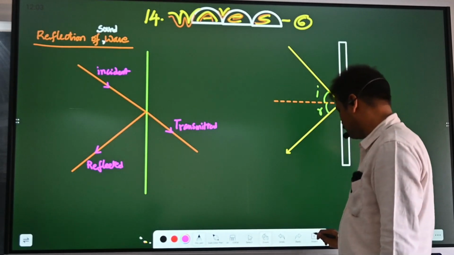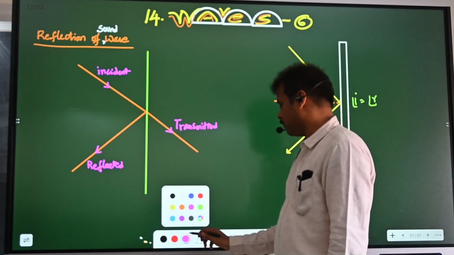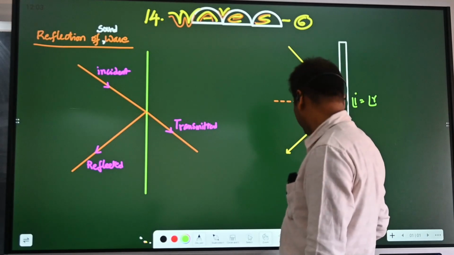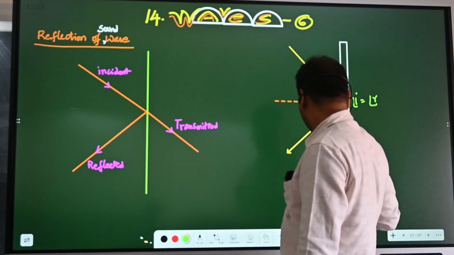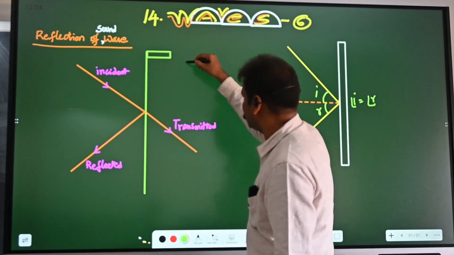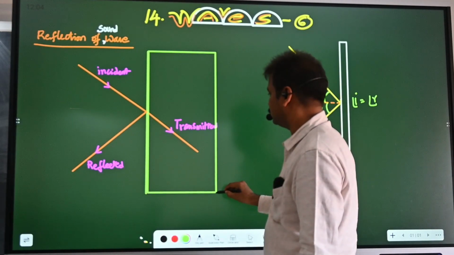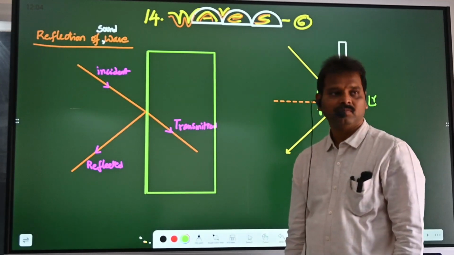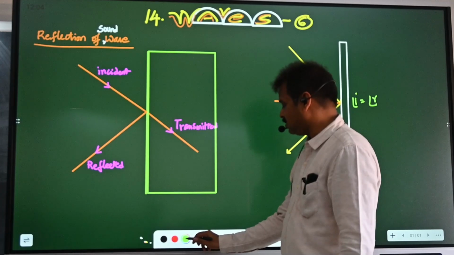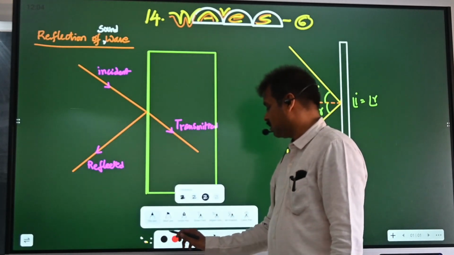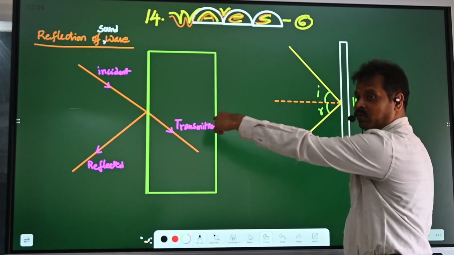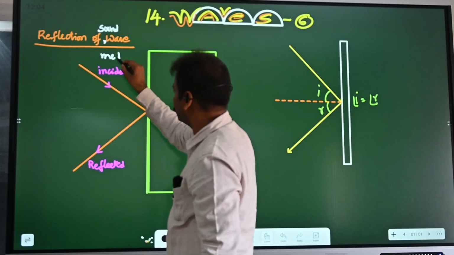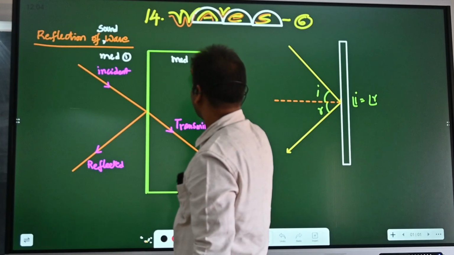So in this case, students, this is entirely a different medium, right? In this medium, whether the speed is same or different? Speed will be different. So what are the changes that you can see when you are considering this sound wave which is traveling from one medium to another medium? So I call this medium 1. What is this? This is medium 2.